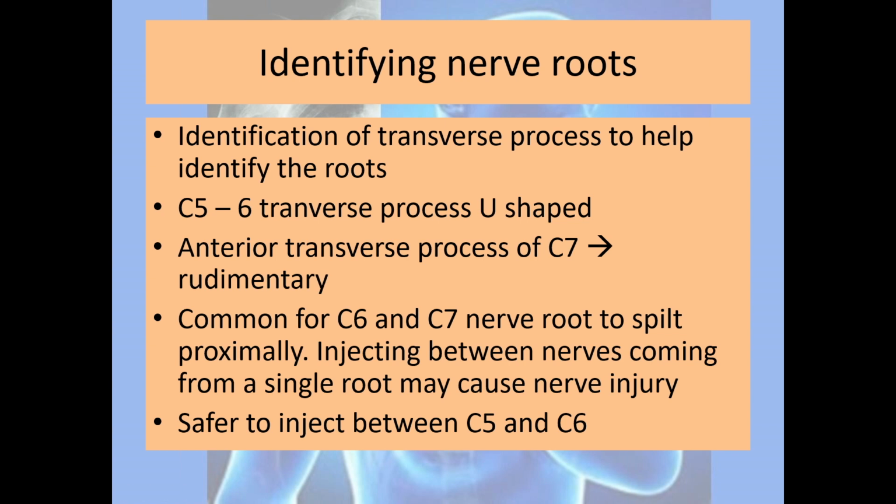And for your information, sometimes the C5 and C6 nerve roots tend to split, and you may misinterpret them as two nerve roots. So if you inject between the two nerve roots, you might be injecting at the one root which split into two, and this might cause nerve injury.